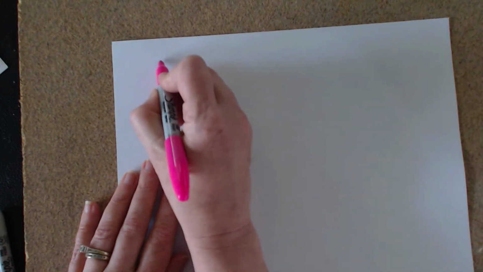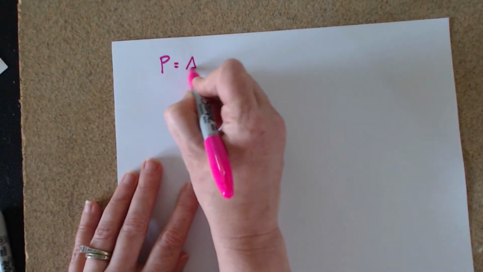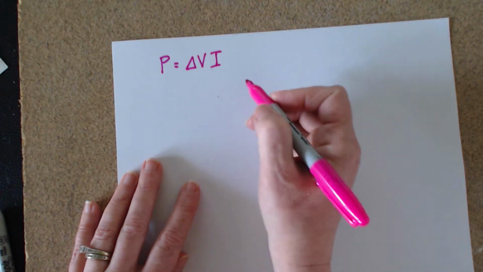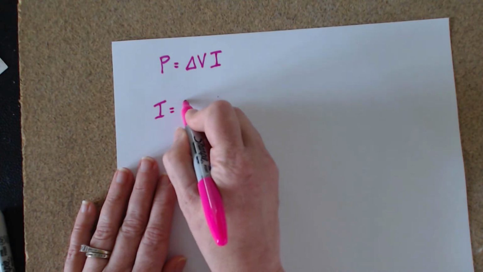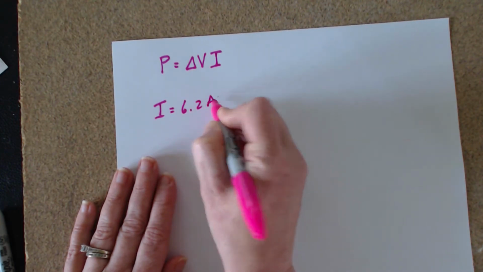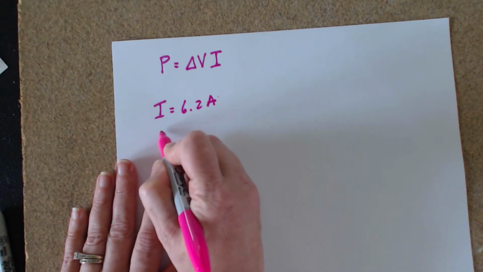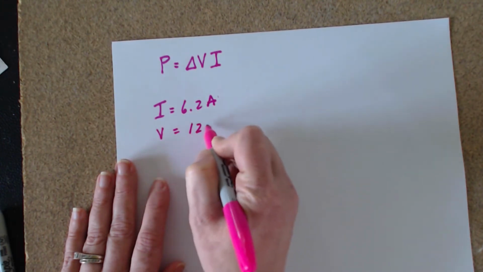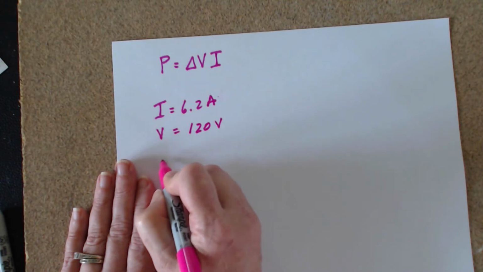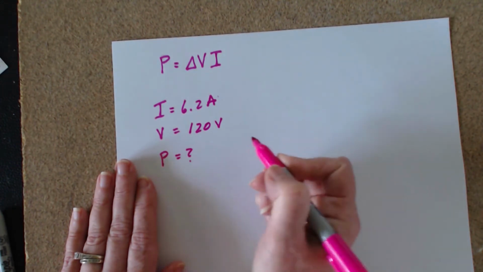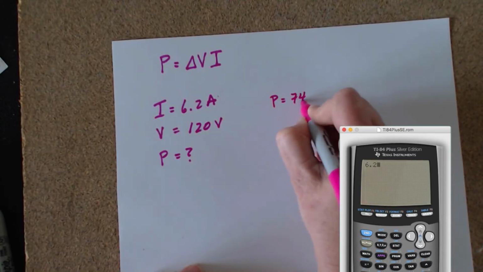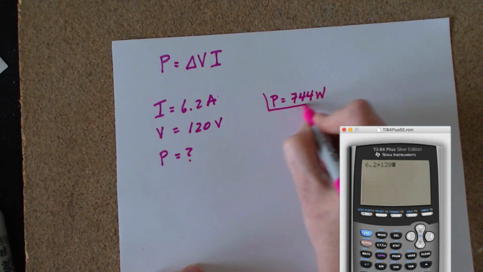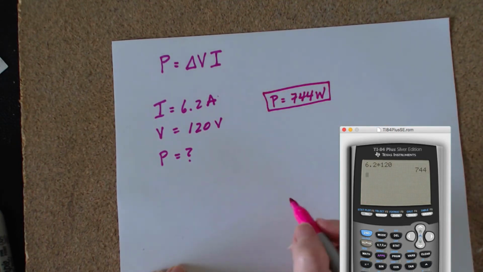The relationship between power, potential difference, and current is that power is equal to the change in potential difference times the current. How much power is needed to operate a radio that draws 6.2 amps of current when a potential difference of 120 volts is applied across it? Power is equal to the change in potential difference times the current. And we get 744 watts.